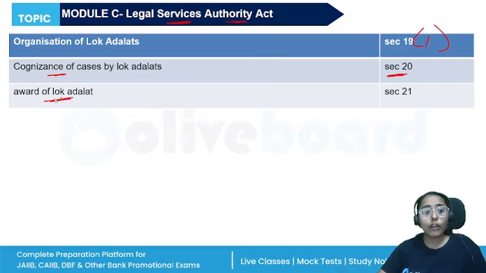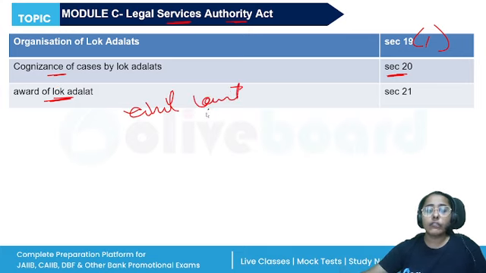An award of the Lok Adalat is given in section 21. That is, the award of the Lok Adalat shall be deemed to be a decree of a civil court. And in case of compromise or settlement arrived at by the Lok Adalat, the court fee paid in the case shall be refunded in the manner which is provided in the Court Fees Act of 1870. All right.